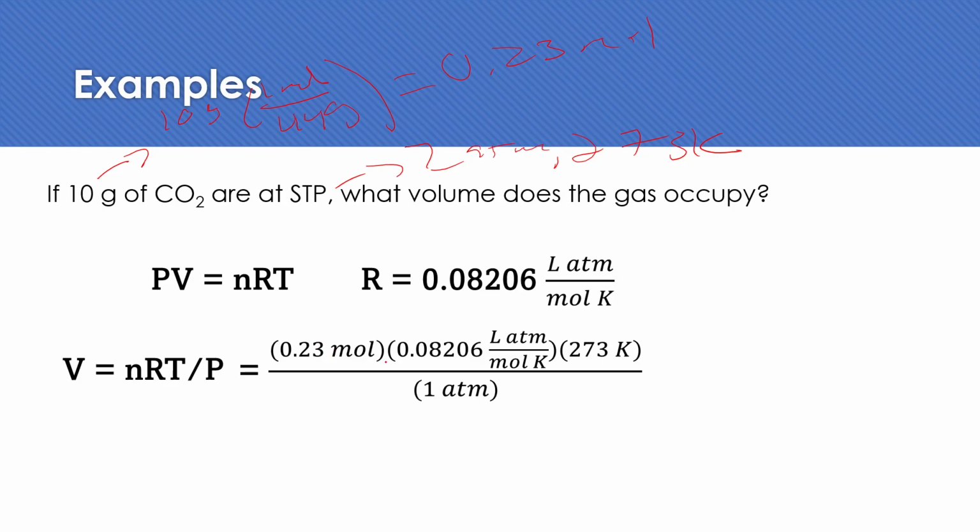Plug it in, 0.23 moles, R, temperature, 273 Kelvin, 1 atmosphere. Moles cancel. Kelvin cancels. Atmosphere cancels. And you get 5.15 liters.